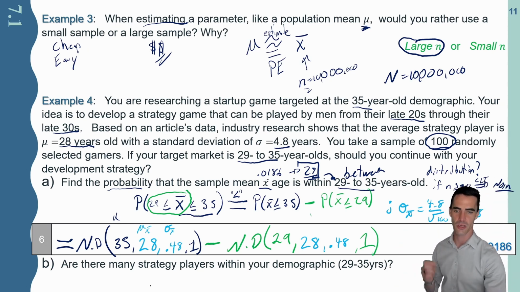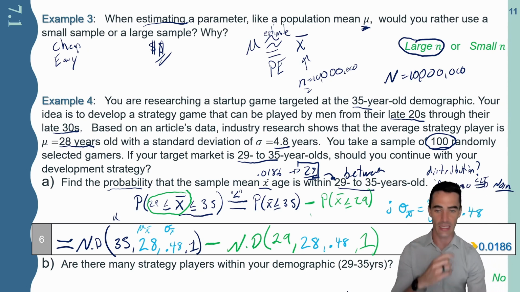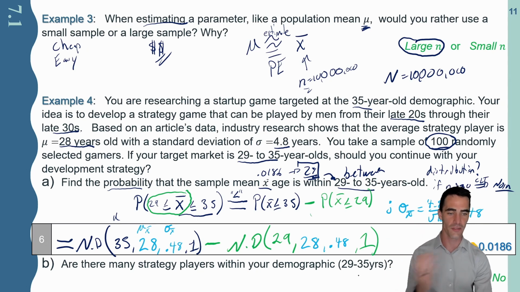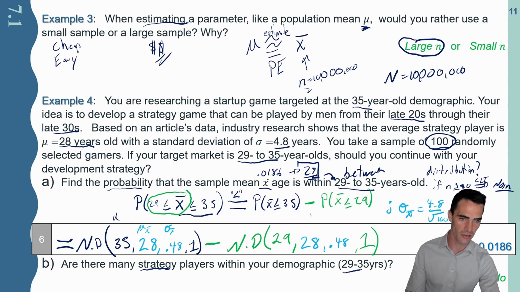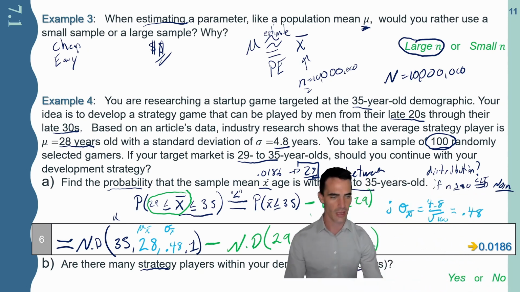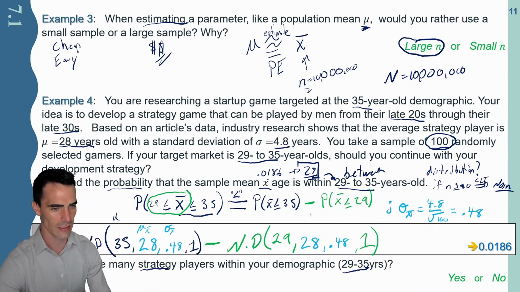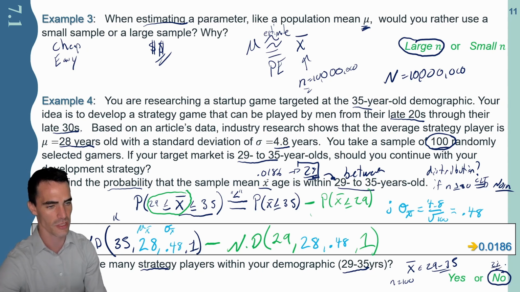And so we can ask this question, are there many strategy players within your demographic, 29 to 35? Well, it's impossible to say exactly how many, but certainly when we're interested in developing a game, we have the average age of 28 and we're marketing to 29 to 35-year-olds, I'm thinking this is not likely. No, there's not too many people that we can really market to. Again, the probability that x bar is inside of this interval from 29 to 35 when n was 100, don't count on it. There is not many. There is a 2% chance.